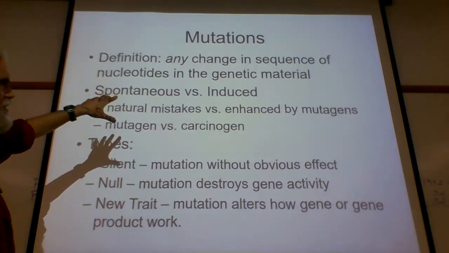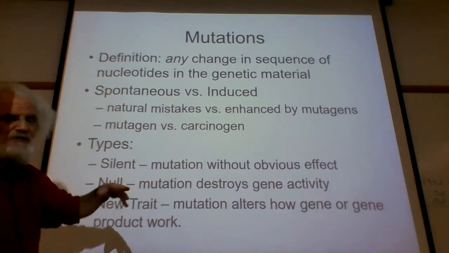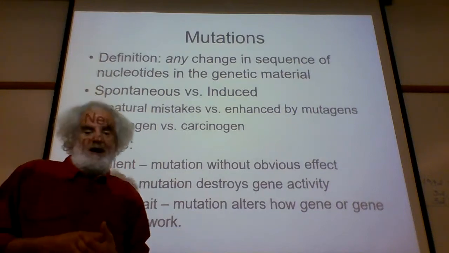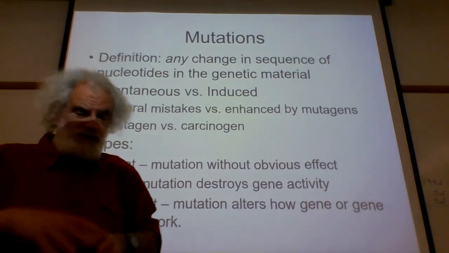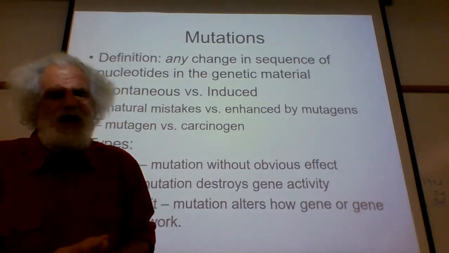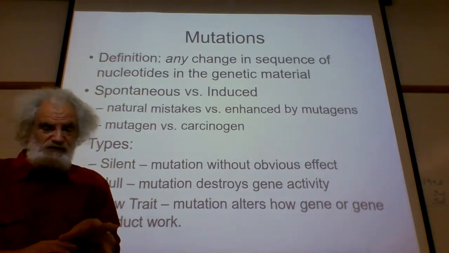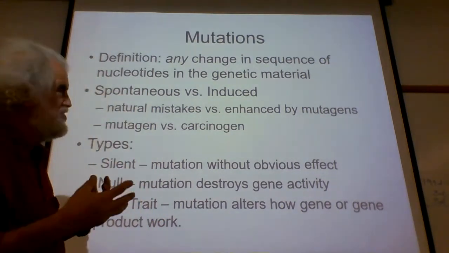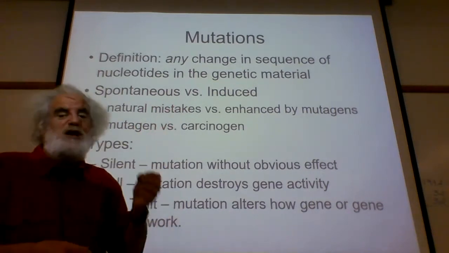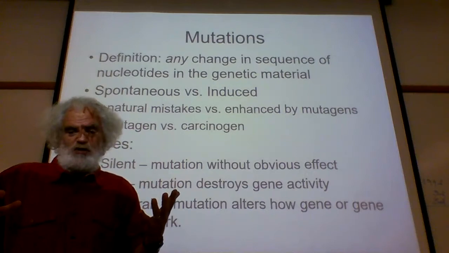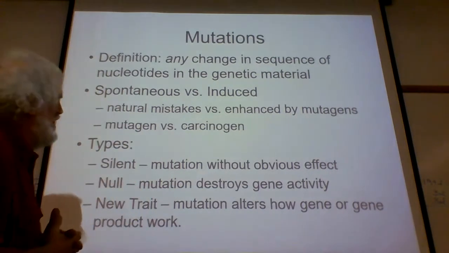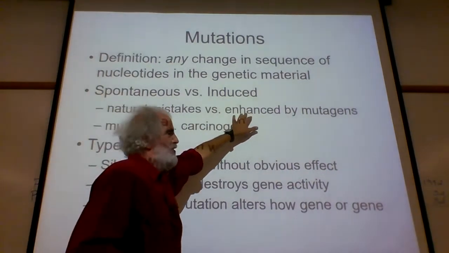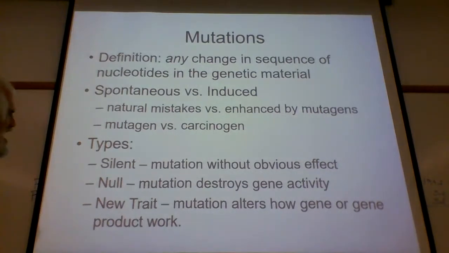So we can think also about mutations as being either spontaneous, occurring through errors in DNA replication or errors in transcription. Transcription errors don't happen that much, and DNA replication errors don't happen a whole lot. There's a lot of proofreading that goes into the system to prevent that from happening. Another kind of mutation, though, is an induced mutation, a mutation that is generated by some kind of external material. So we've got these naturally occurring mistakes, and then mistakes that are generated, enhanced by mutagens.